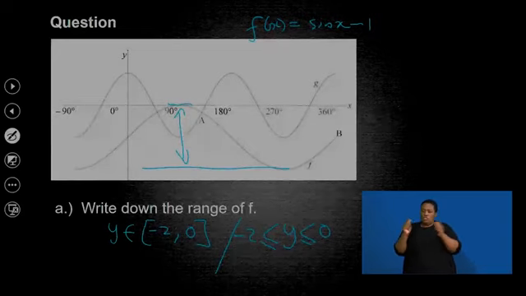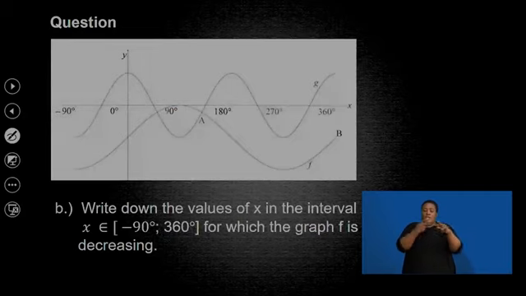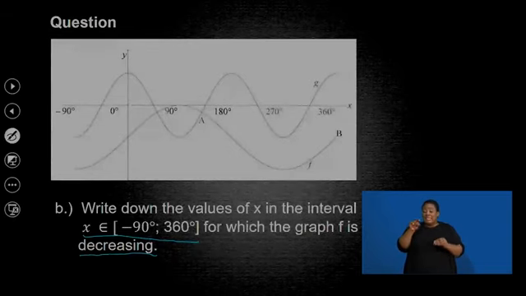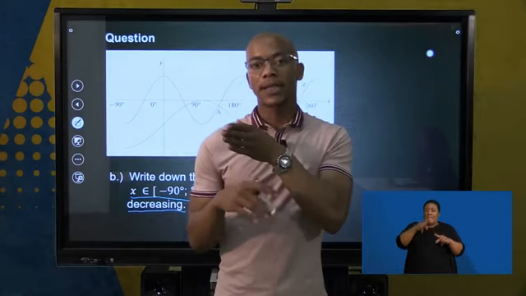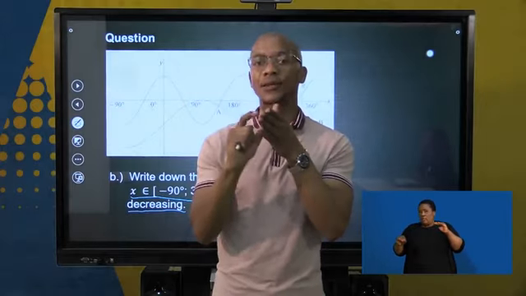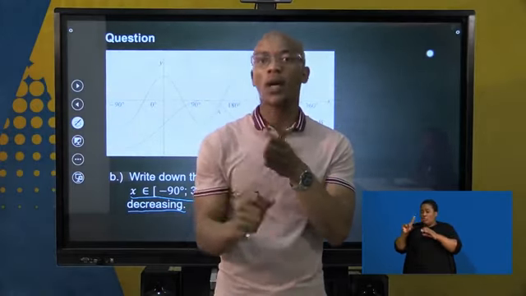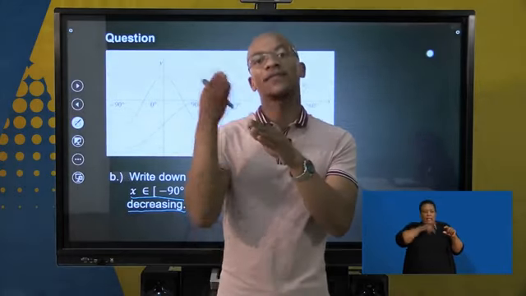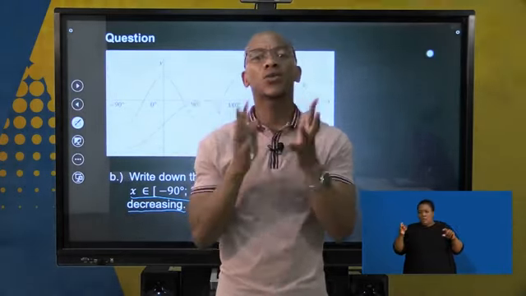The following question says, write down the values of x in the interval, that interval there, for which the graph is decreasing. Let's first talk about what it means for a graph to decrease. For a graph to decrease, it means that as the values of x are increasing, the values of y are decreasing. To see whether a graph increases or decreases, we look at the y value. For it to increase, it means as the x values are increasing, the y values are also increasing. So those are the two differences.